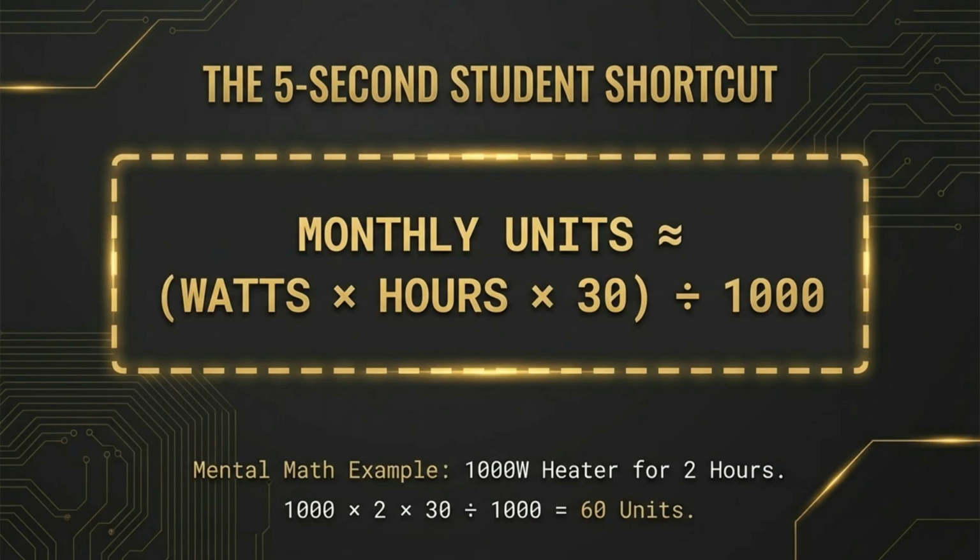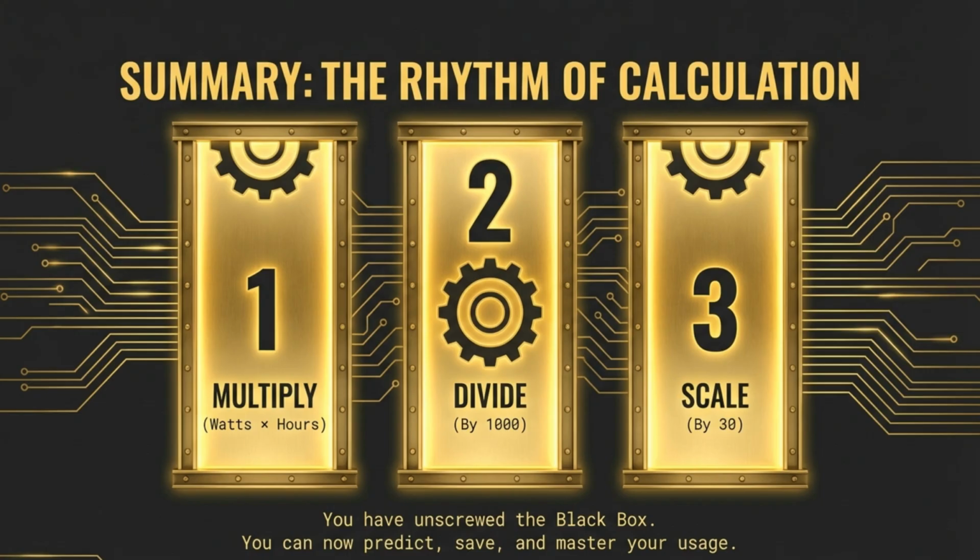For a quick estimate, use the 5-second student shortcut. Monthly units approximately equal watts times hours times 30 divided by 1,000. This is helpful for mental math. The rhythm of calculation is simple. 1. Multiply watts by hours. 2. Divide by 1,000. And 3. Scale by 30. You can now predict, save, and master your energy usage.